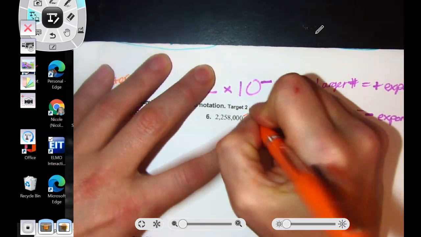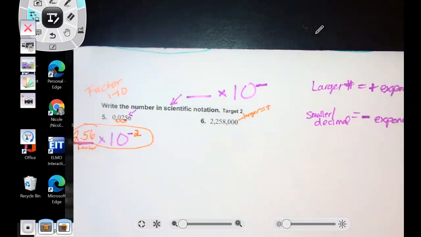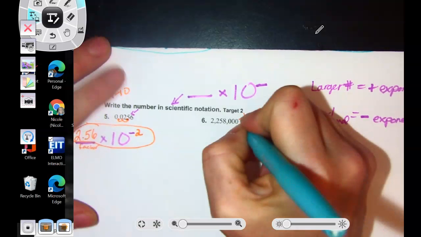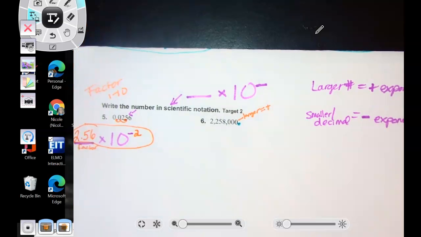So now look at number 6. This is a larger number, so we know our exponent is going to be a positive number. It just starts as a bigger number. The other thing is with a very large number, we know we don't usually write the decimal point, but it's right here at the end. If it was money, we would write .00. But that one's there, so that's the one that's already there. We just don't write it.